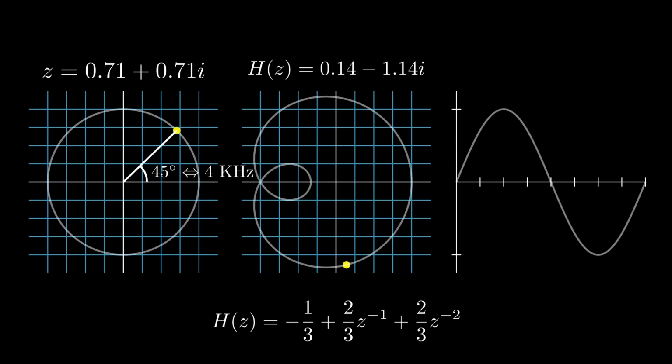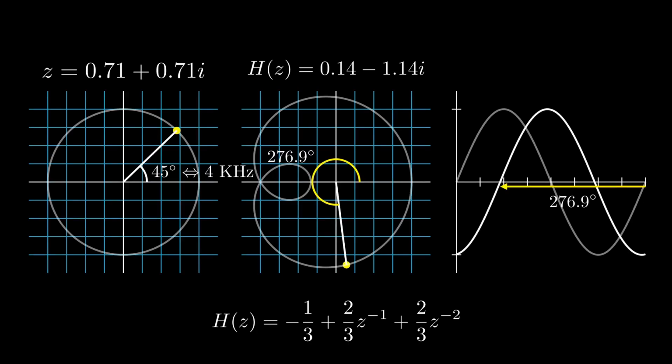At this Z value, the angle of the transfer function output is 276.9 degrees. This angle is exactly the amount of phase shift that our filter applies to the 4 kHz frequency component. In other words, if we pump in a 4 kHz pure tone into our filter, that same pure tone will come out of our filter, except it will lead the original signal by 276.9 degrees.